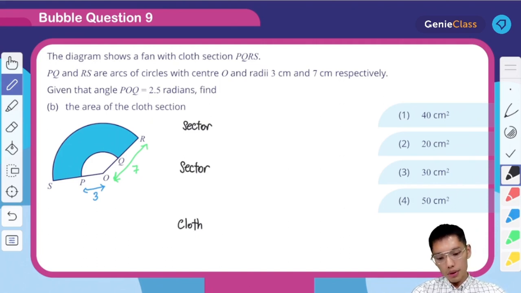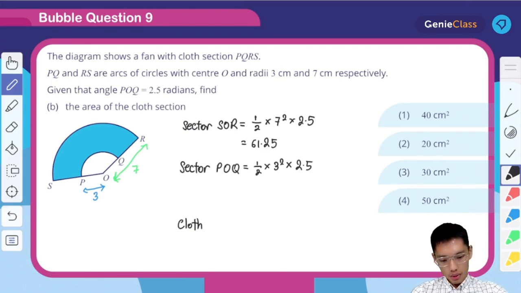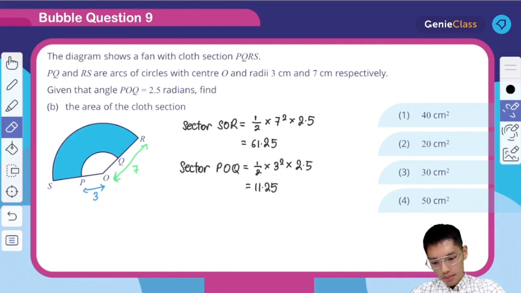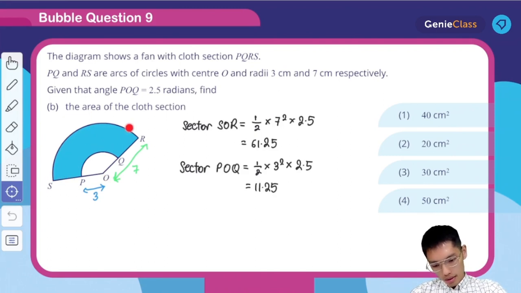Very good, most of you all got it right, which means you guys know that we have to take, in this case, the big sector. Take note, this is half times 7 squared times radian of the angle 2.5 equals to 61.25 minus the small sector, in this case POQ, which is half times 3 squared times 2.5, which is equals to 11.25. Lastly, to find the area of the cloth, we just, as mentioned, take the big one minus the smaller fan over here, smaller section, to get the blue one.